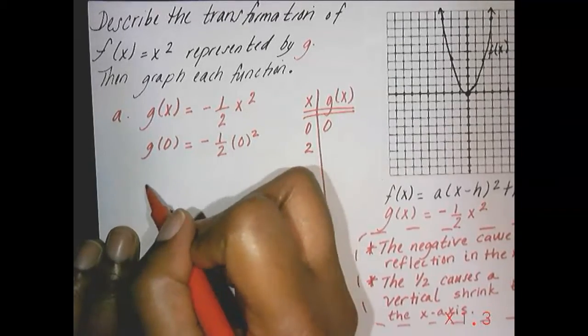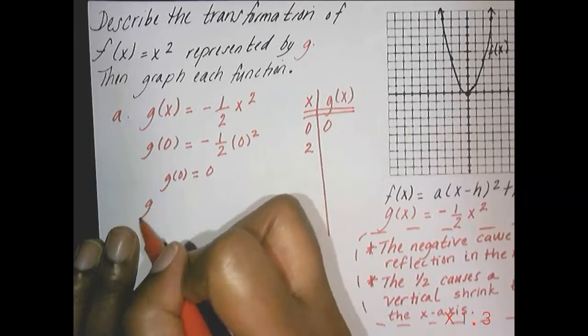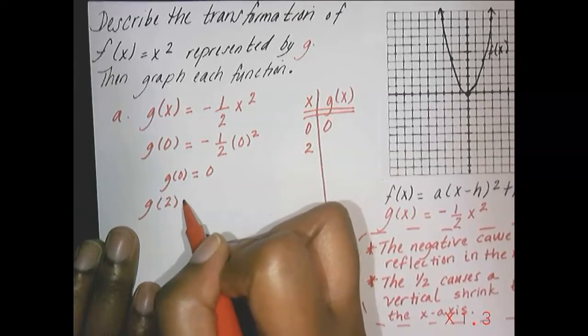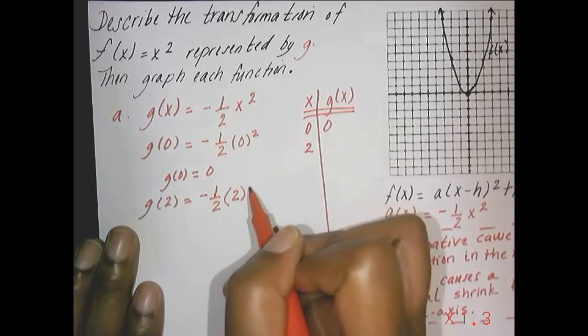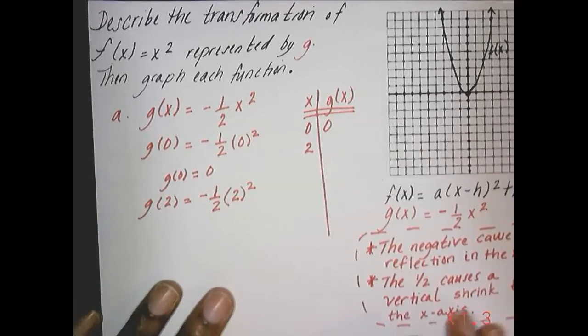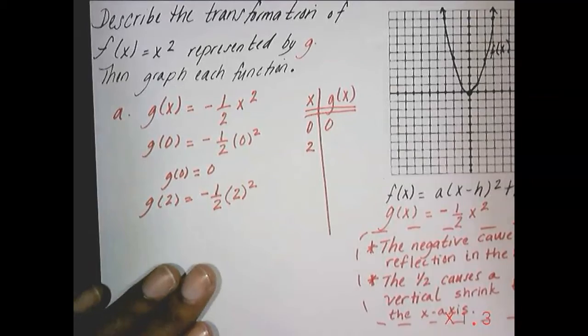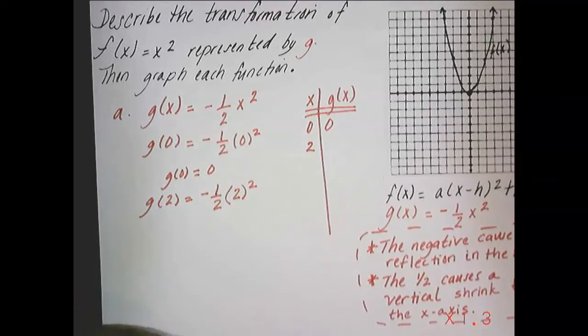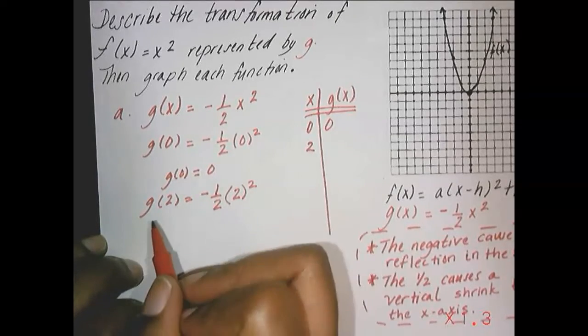All right, so g of 0 was 0. Now I want to do g of 2. So I'm going to do negative 1/2 times 2 squared. Now already we know it's going to go downward, and we know that it's going to get wider. It's going to be a vertical shrink. We're going to let go and relax ourselves. A stretch would be to get narrow, like we're stretching up, we get narrow, we get tense. But a shrink, we let out our breath and we breathe, and get wider.